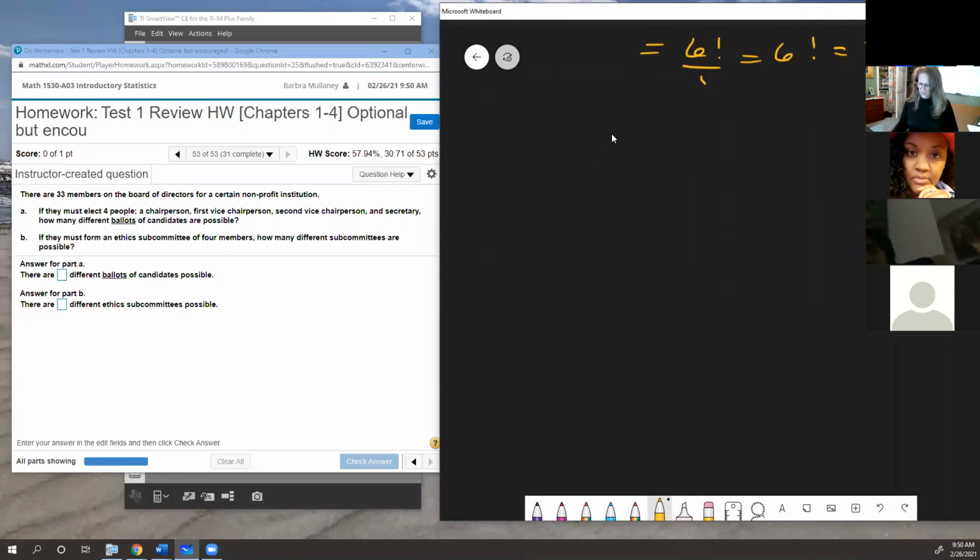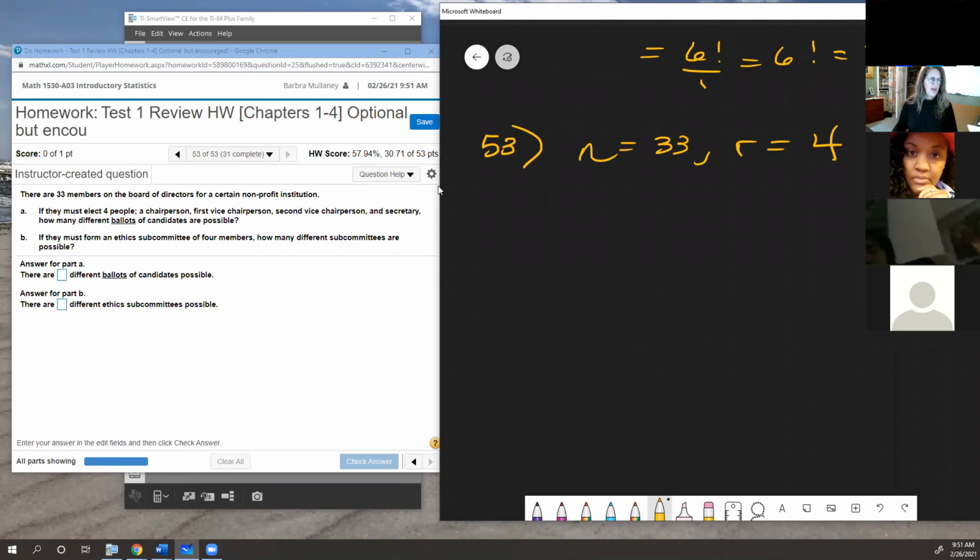So this is 53, and we have 33 members of the board of directors of a certain nonprofit institution. If they must elect 4 people, a chairperson, first vice chairperson, a second vice, and a secretary, how many different ballots of candidates are possible? Okay, so we have n is 33 and r is 4. That we know. So for A, is it a permutation or a combination?